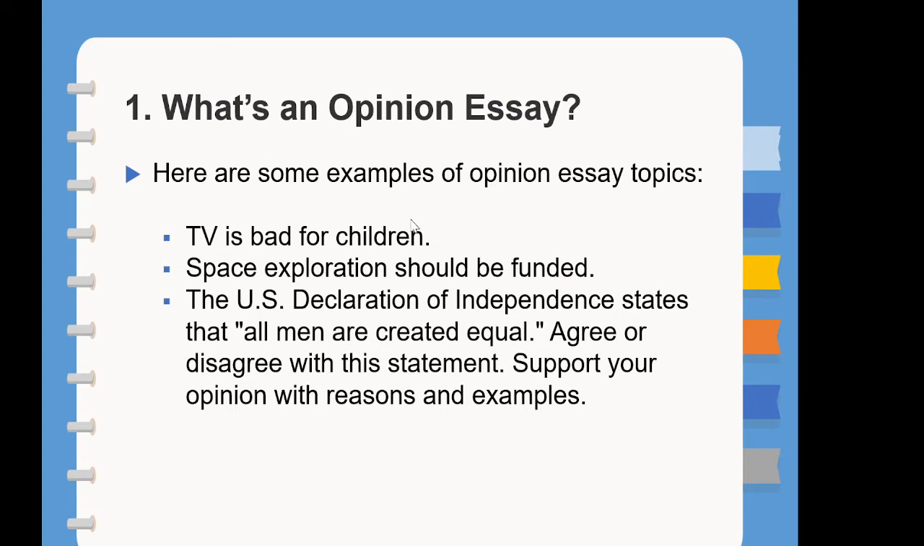So once you have any of these topics, you have to think whether you support or do not support. Which stand are you on? TV is bad for children. Do you agree or disagree with this topic? If you agree, you have to persuade people to believe your opinion that TV is bad for children. For example, you need to find enough reasons with enough evidence to support your stand.